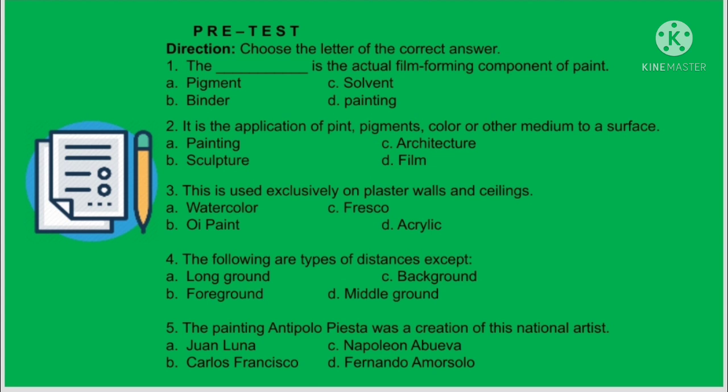Number four. The following are types of distances except A. Long ground. B. Foreground. C. Background. D. Middle ground. Number five. The painting Antipolo Fiesta was a creation of this national artist. A. Juan Luna. B. Carlos Francisco. C. Napoleon Abueva. D. Fernando Amorsolo. Okay?